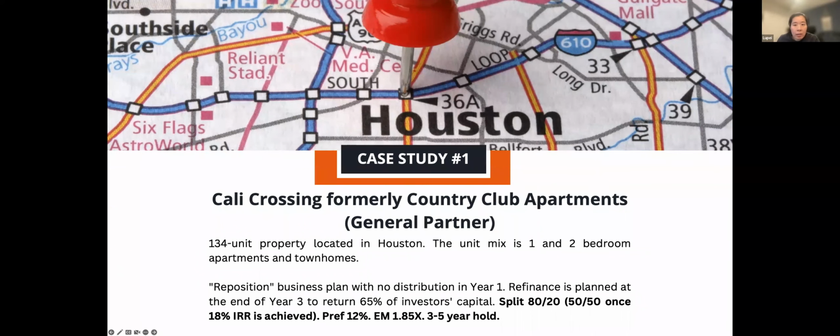Can you see that, Noel? The case study, yeah, this one is Country Club Apartments. So this is a new one that was purchased back in 2021. We're general partners in this one, I think March 2021.